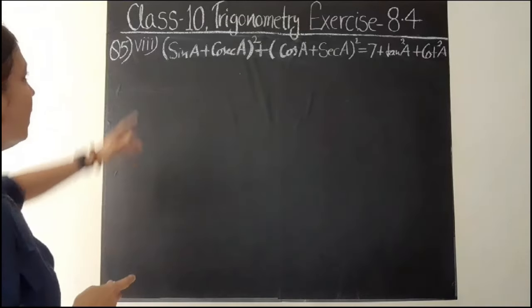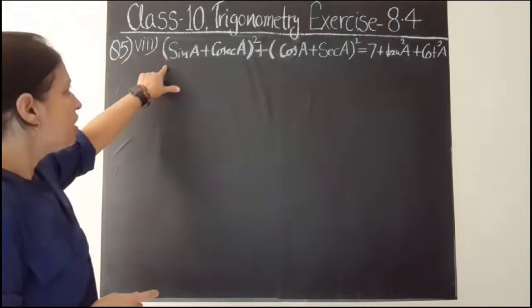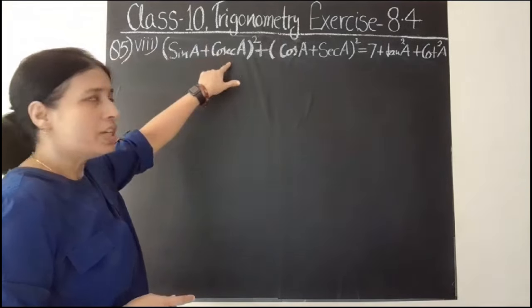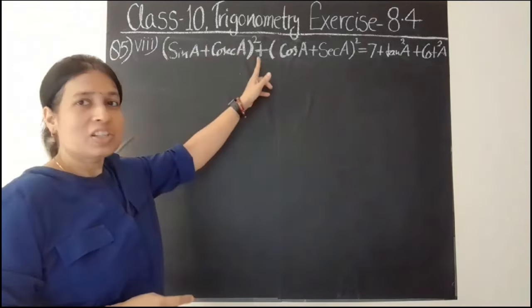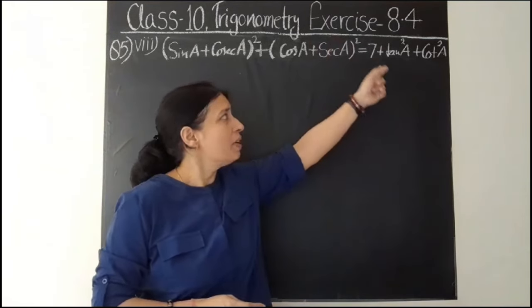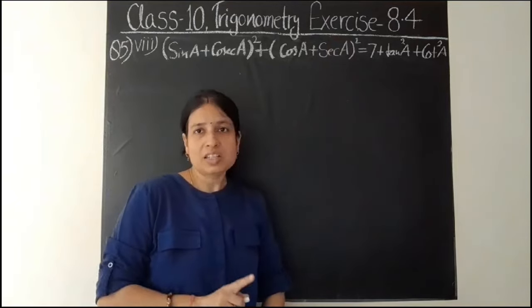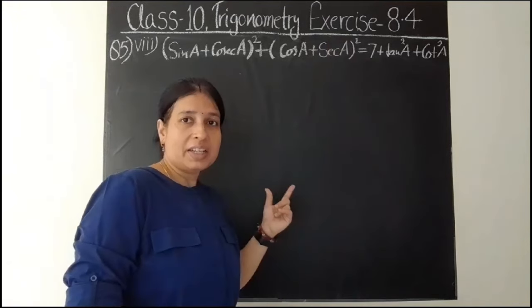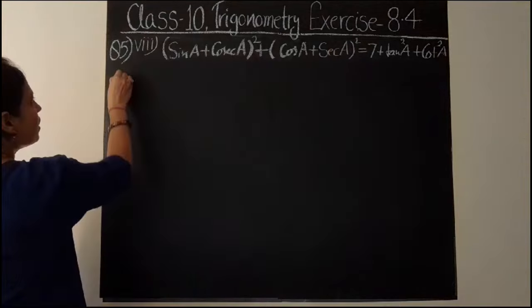So let us see the 8th part of question number 5. This one is (sin A plus cosec A) whole square plus (cos A plus sec A) whole square is equal to 7 plus tan square A plus cot square A. So first we take LHS. So write here LHS.